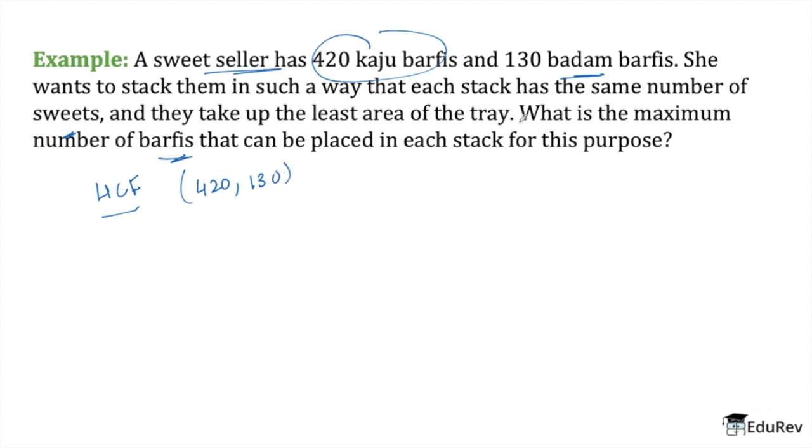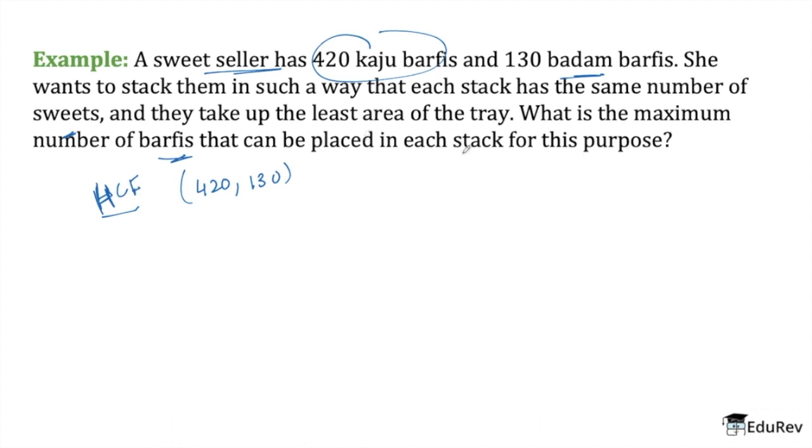Now the thing is that you do not need to worry about what HCF is right now if you do not know how to find it. Because this question can be simply solved with the help of Euclid's division lemma as well, and HCF can be calculated with that as well.